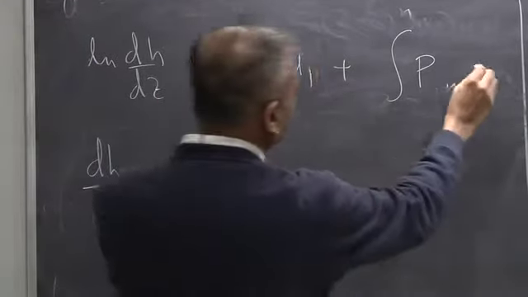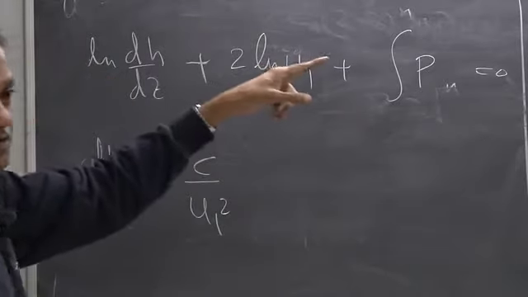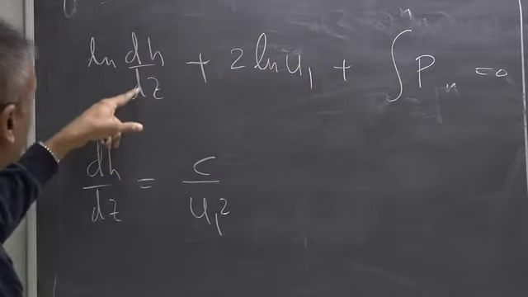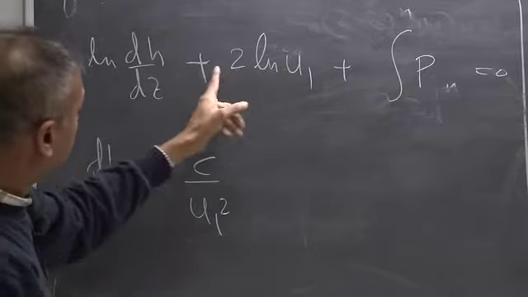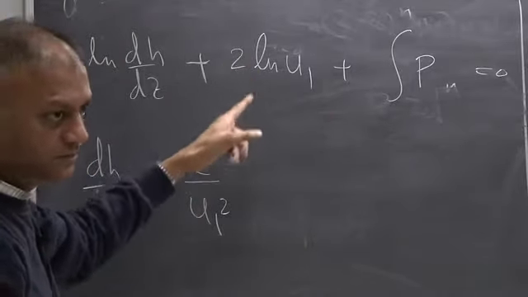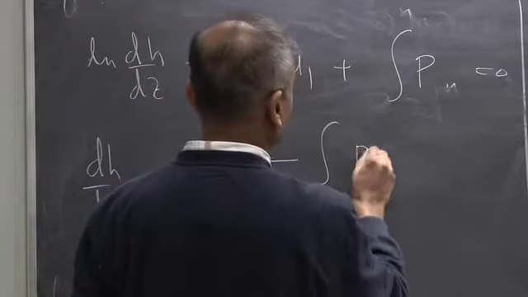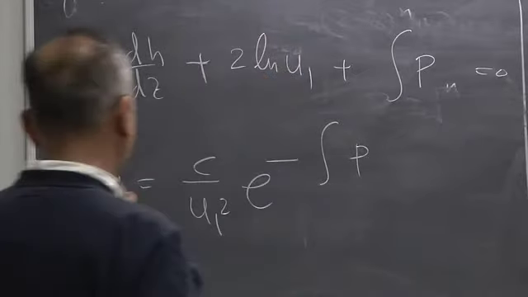You see, I take this, this is equal to 0. Take it to the other side, and then take the exponential of everything. So you get here dh/dz, because it's on the minus side, is 1 over u1 squared when you take the exponential of this, and then times e to the power of minus the integral of p. That is the expression we had before.